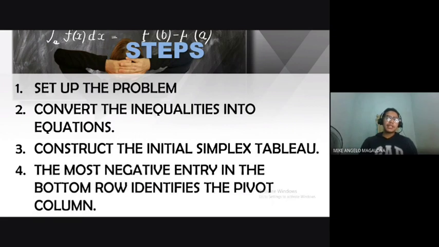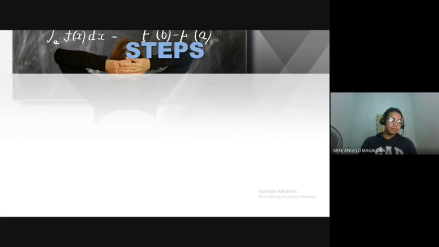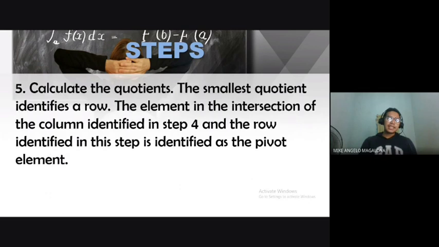Number 4. The most negative entry in the bottom row identifies the pivot column. Number 5. Calculate the quotients. The smallest quotient identifies a row. The element in the intersection of the column identified in step 4 and the row identified in this step is identified as the pivot element. The quotients are computed by dividing the far right column by the identified column in step 4. A quotient that is 0 or a negative number or that has a 0 in the denominator is ignored.